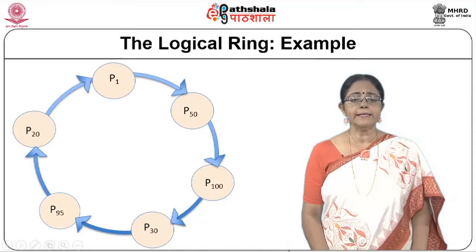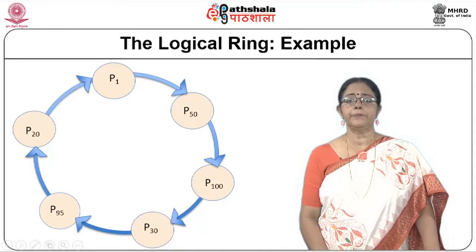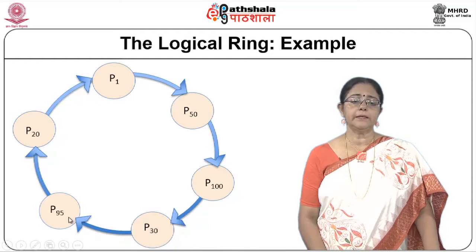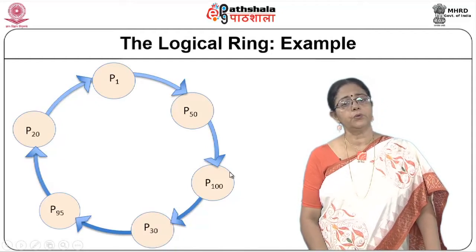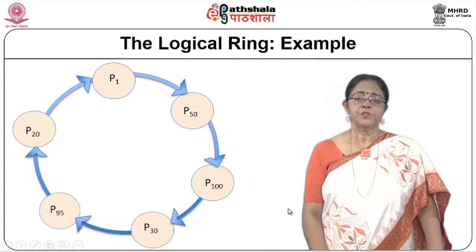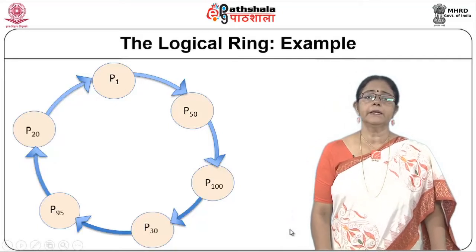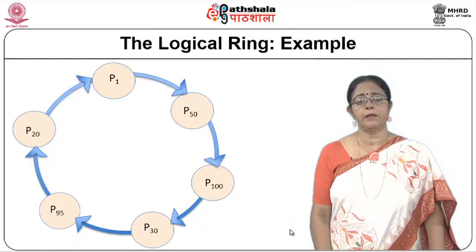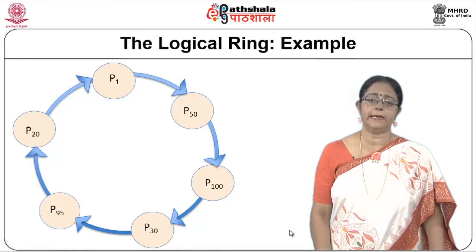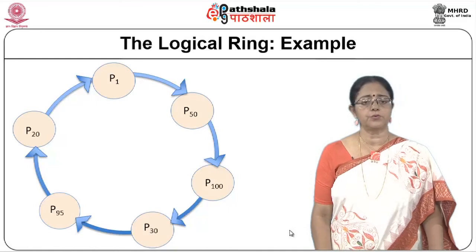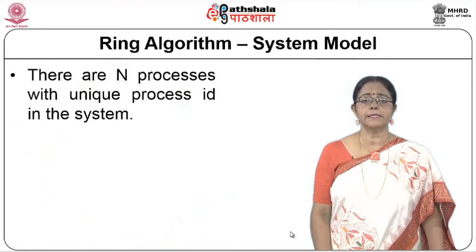So, in this ring, if P30 wants to communicate something to P1, then P30 will have to communicate to P95, 95 to 20, and 20 to P1. So, this is the problem of ring, but having a ring helps in many places, including having an easy election algorithm that we are going to see today. So, for our ring election algorithm, what is our system model?